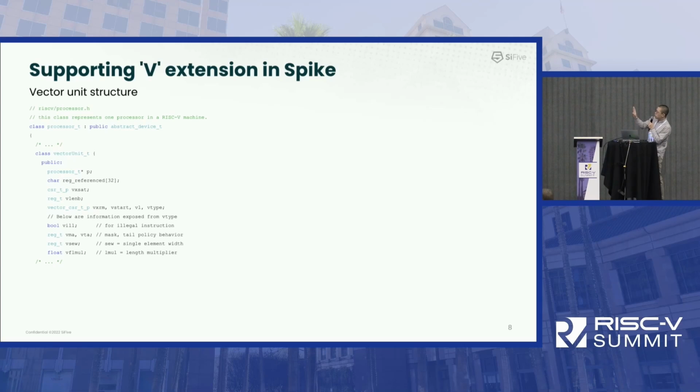I hope this code is big enough, can people see it? Cool. On the left-hand side is the structure of the vector unit, and you can find it under processor.h. I have the file names at the very front of every code segment, so that will be convenient for your code trace. Some data members are omitted in the code segment for clarity.